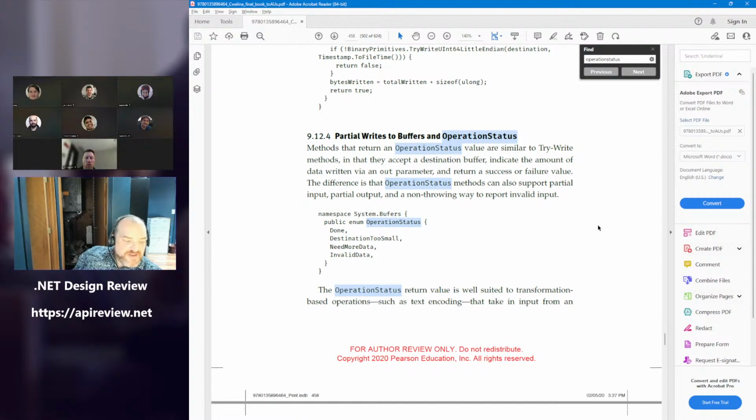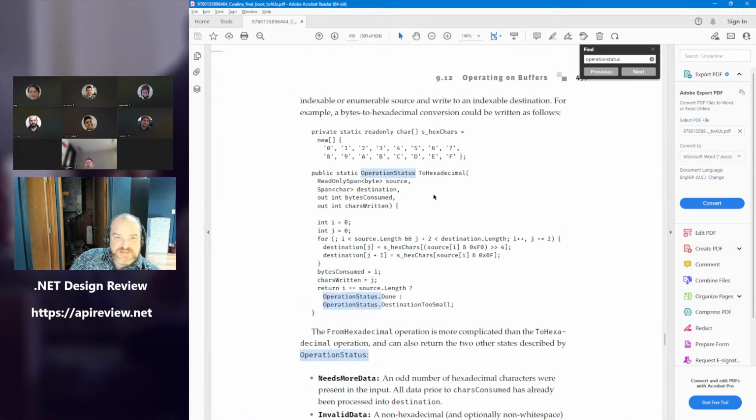But yes, so far every operation status has had this shape, which is: how much data did I process and how much did I write. The intent is that you can then recover, either using the same buffer for the next chunk or what have you, but that's what operation status is for. It's for writing span to hexadecimal, and when for some reason you didn't know that your destination was going to be twice the source length.